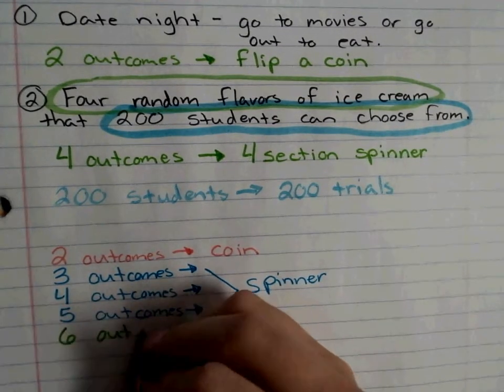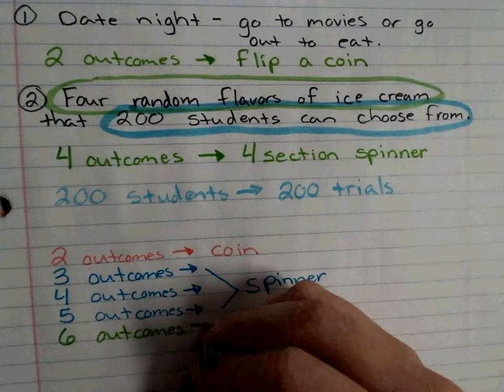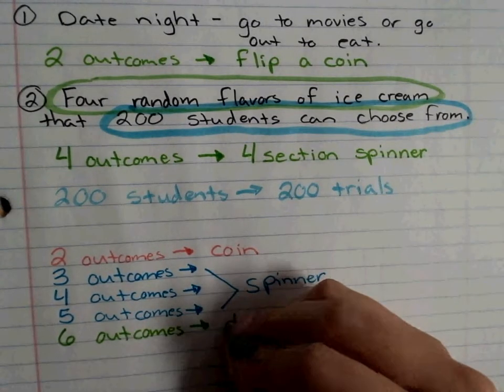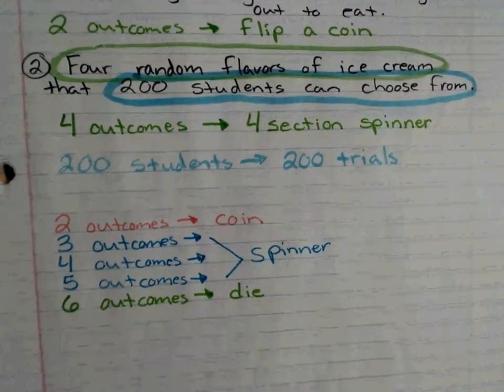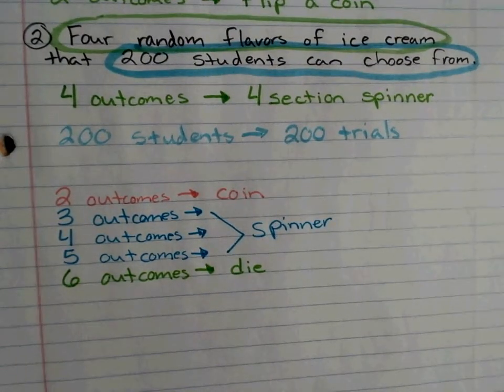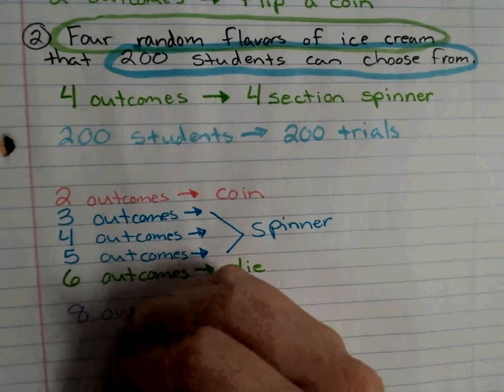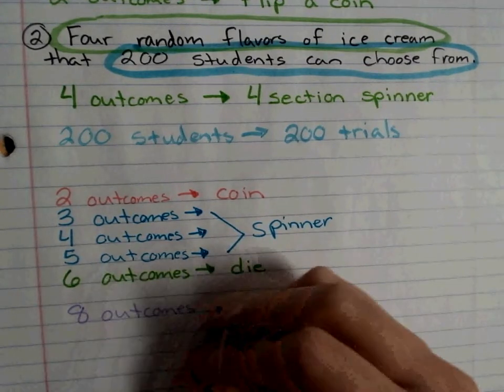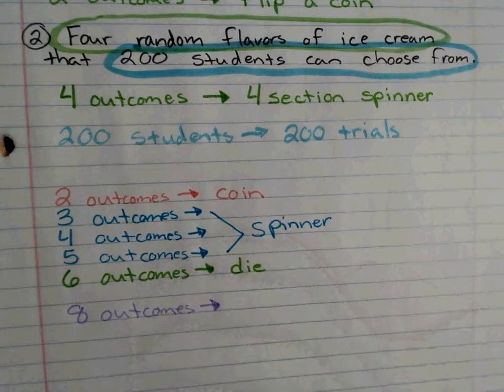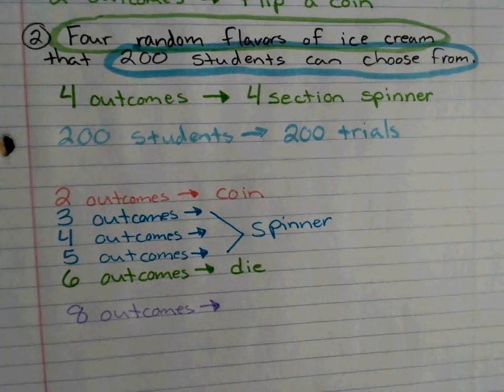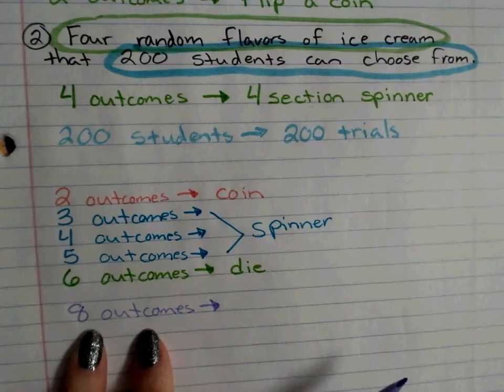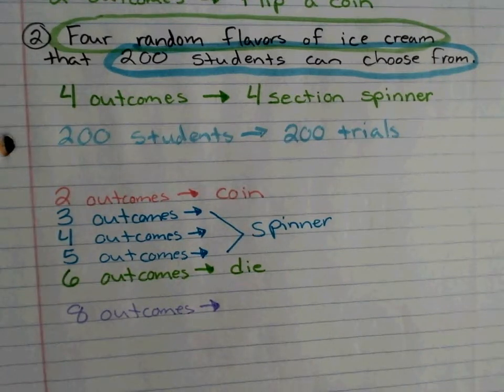And if there happens to be 6 outcomes, we go with what? A die. Now sometimes there might be more than that. Let's say there's like 8 outcomes, then we might have to create a compound simulation. So what 2 activities could we pair together to create 8 outcomes?